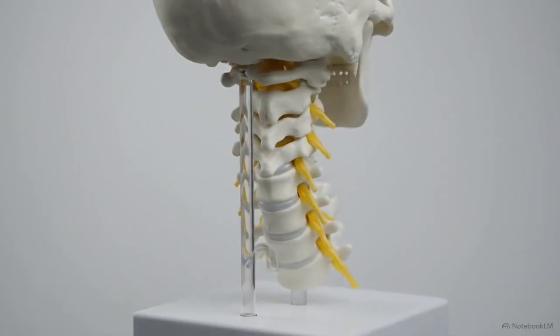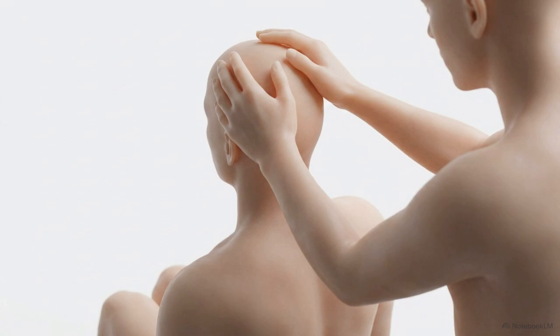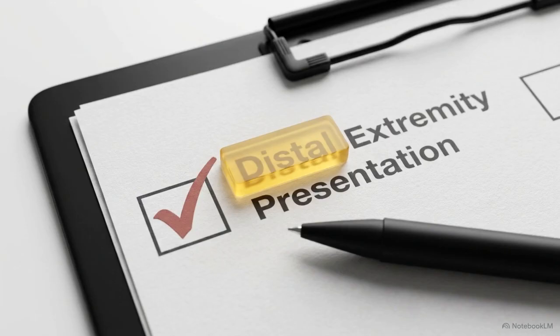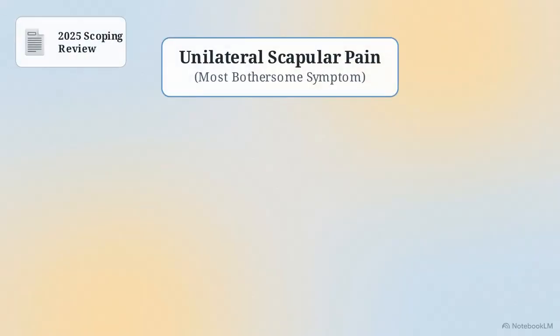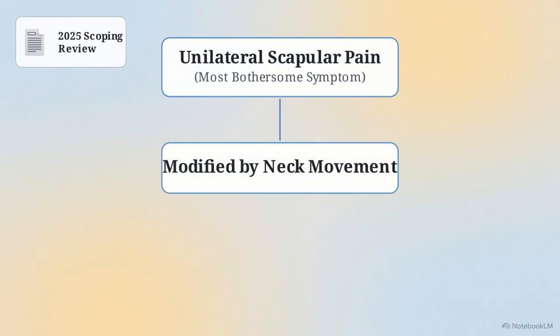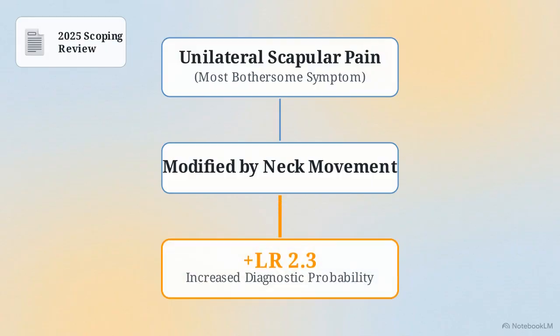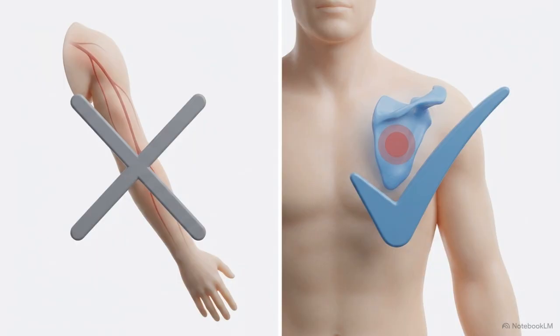A standard Sperling's test evaluates nerve root compression. However, the literature shows clinicians usually only consider the test positive if it actively reproduces pain in the arm. The 2025 review provides a sharper heuristic. If a patient's most bothersome pain is located in the scapula and is modified by moving the neck, the positive likelihood ratio for radiculopathy sits at 2.3. Favorable modification through provocative movement is a strong predictive signal. Upgrading our clinical examinations to actively look for the reproduction of scapular pain, not just arm pain, significantly increases early diagnostic accuracy for radiculopathy.